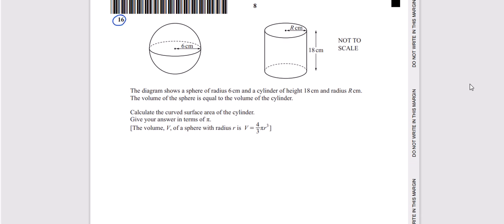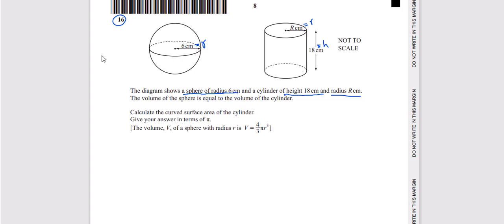Question number 16. Question number 16. The diagram shows a sphere of radius is 6 centimeter. This is radius, that is equal to 6 centimeter. This is a sphere. And a cylinder of height is 18 centimeter. This is a cylinder with having height is 18 centimeter. And radius with R, this is radius.